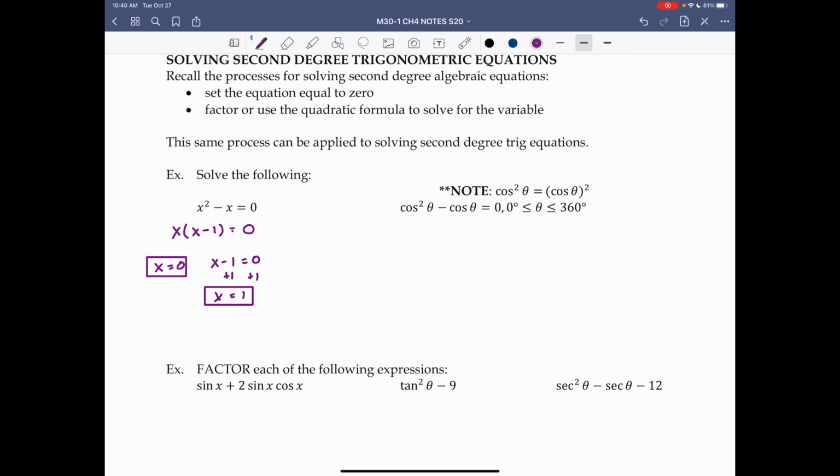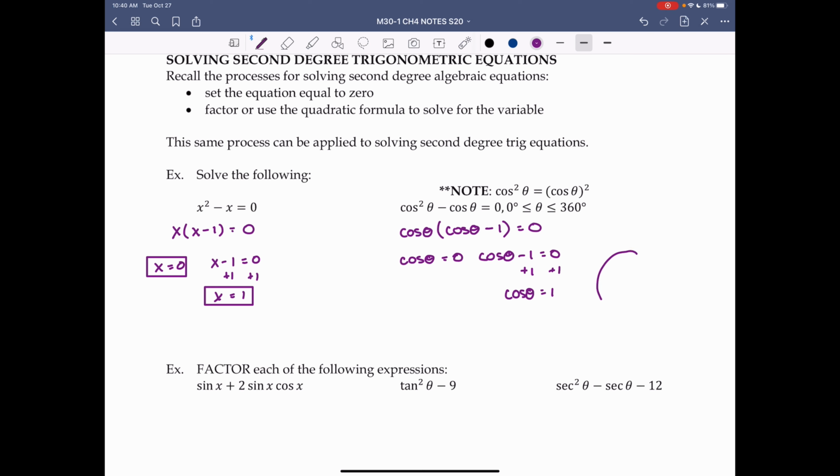So our common factor here would be cos theta. We factor that out, and we get cos theta times (cos theta minus 1) equals 0. Then we look at each factor and when that's equal to 0. Cos theta equals 0 and cos theta minus 1 equals 0. Add 1 on this one, we get cos theta equals 1. Now we want to think about our unit circle and when cos theta is equal to 0 and then when cos theta is equal to 1.